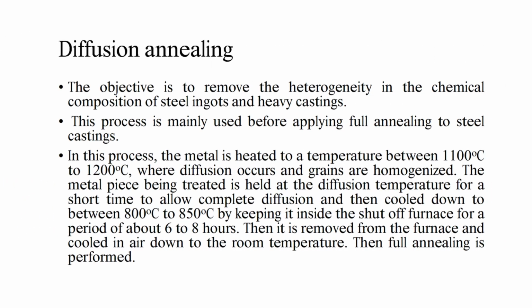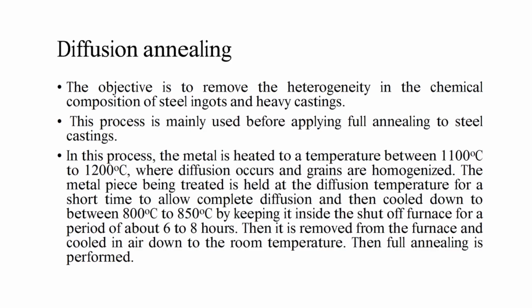Now on to diffusion annealing. The objective is to remove heterogeneity in the chemical composition of steel ingots and heavy castings. This process is mainly used as a preliminary step before applying full annealing to steel castings. Here, the metal is heated to a very high temperature between 1100 degrees Celsius to 1200 degrees Celsius, where diffusion occurs and grains are homogenized. The piece is held at this diffusion temperature for a short time, then cooled down to between 800 degrees Celsius to 850 degrees Celsius by keeping it inside the shut-off furnace for about 6 to 8 hours. After that, it's removed and cooled in air. Finally, full annealing is performed.